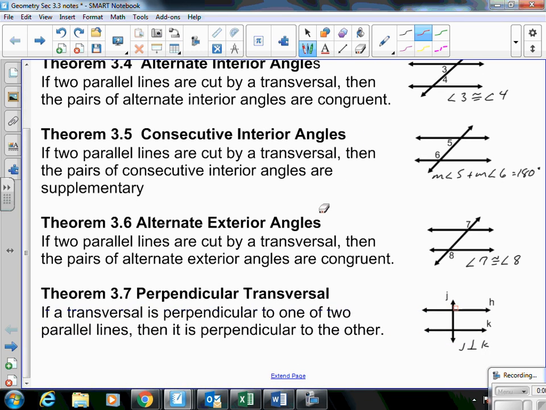So the last one, the perpendicular transversal theorem: if a transversal is perpendicular to one of two parallel lines, then it's perpendicular to the other. So you've got a pair of parallel lines and a transversal that's perpendicular to one of those lines, then it's going to be perpendicular to the other. Which should make sense, because if this is a right angle right here, then its corresponding angle down here would be a right angle as well. So perpendicular to one is perpendicular to both.